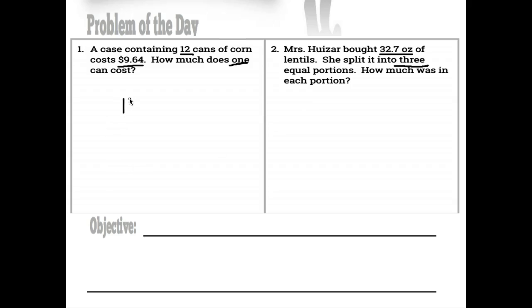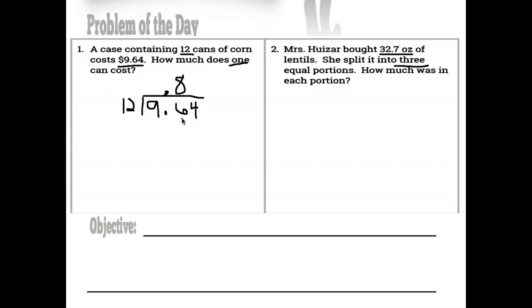Okay, so I have no doubt you decided that you would need to divide. So we're going to have 12 being divided into $9.64. When we're dividing a whole number into a fraction or decimal, remember you put your decimal point in the quotient, and I'm going to look at 12 goes into 96, or 12 times what number is 96? And that would be 8.